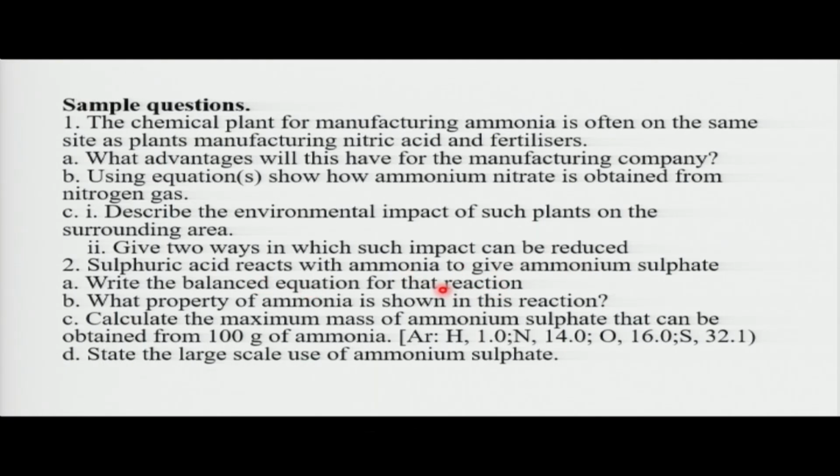Then number 2, sulfuric acid reacts with ammonia to give ammonium sulfate. Write the balanced equation for the reaction. What property of ammonia is shown in the reaction above? Then carry out this calculation: calculate the maximum mass of ammonium sulfate that can be obtained from 100 grams of ammonia. Then state the large-scale use of ammonium sulfate. I think we have talked about it today. So you try out those questions, even other questions which you'll find in your syllabus book.